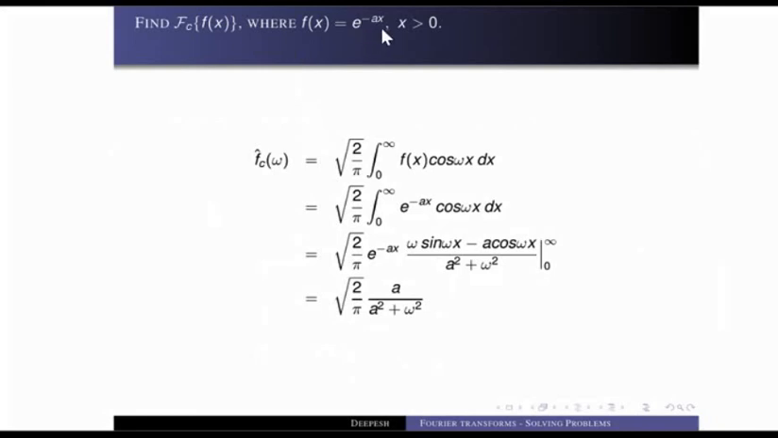Now another problem where the function has only one branch, e raised to minus ax, x greater than 0. Again you have to find the Fourier cosine transform Fc of f of x. So Fc cap omega is equal to root of 2 by pi integral 0 to infinity. Note that the values are positive because you need the cosine transform. E raised to minus ax cos omega x dx, and you can apply the e raised to ax cos bx formula here and evaluate at 0 and infinity. E raised to minus infinity is 0, e raised to 0 is 1, and what remains is a by a square plus omega square. So that's the answer.